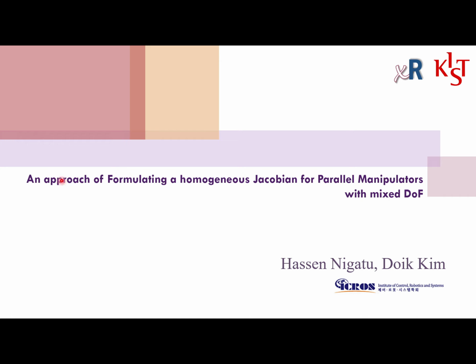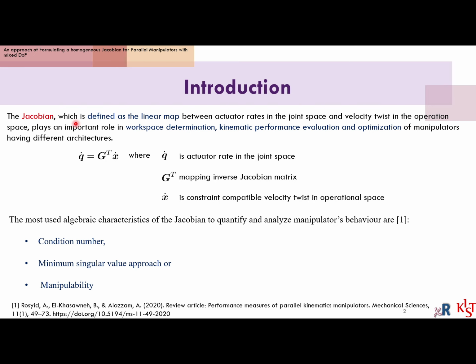In this presentation, I'm going to talk about our work and approach of formulating a homogeneous Jacobian for parallel manipulators with mixed DoF. The Jacobian matrix, which is defined as a linear map between the actuator rate and the velocity twist on the operational space, plays an important role in the determination of workspace, kinematic performance evaluation, optimization of geometric parameters, or singularity detection. The general inverse rate kinematic equation of the parallel manipulator can be described like this.